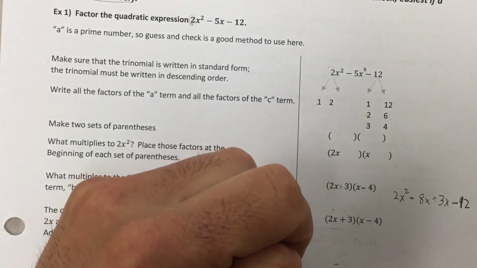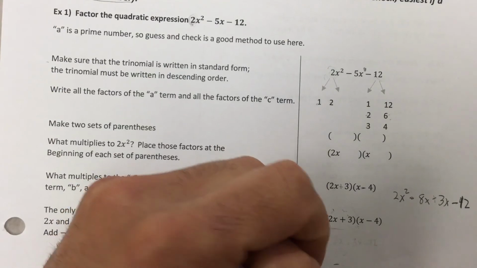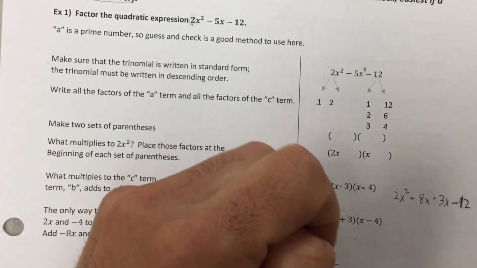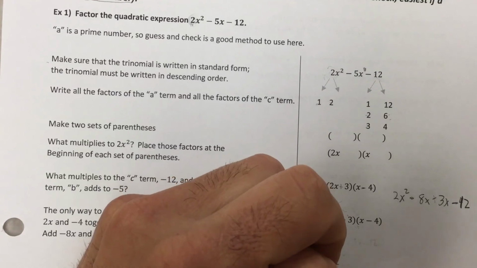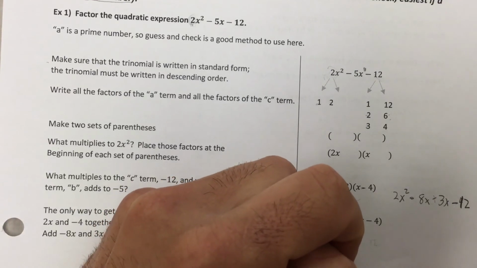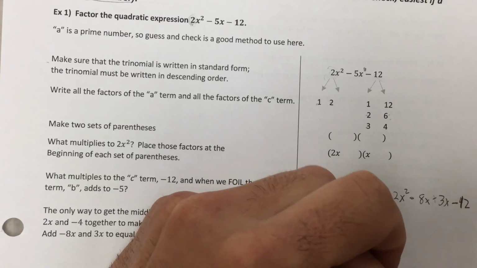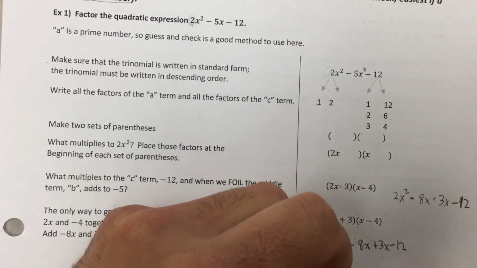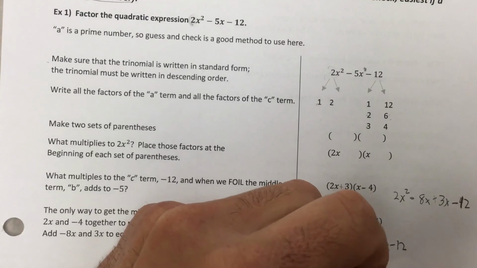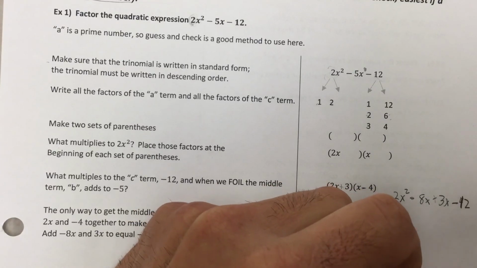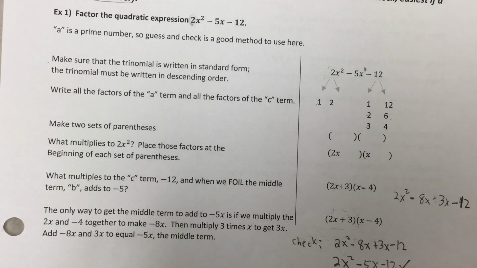And again, if you do a quick check, this will work. And I really always suggest with these guess and check that you do check. That's what it's called, guess and check. 2x squared minus 8x plus 3x minus 12, and you add your like terms, and voila, like magic.